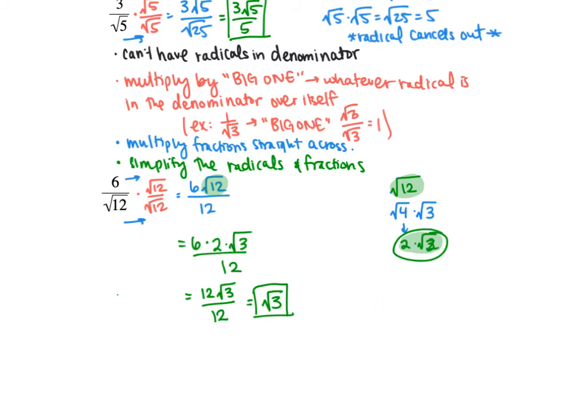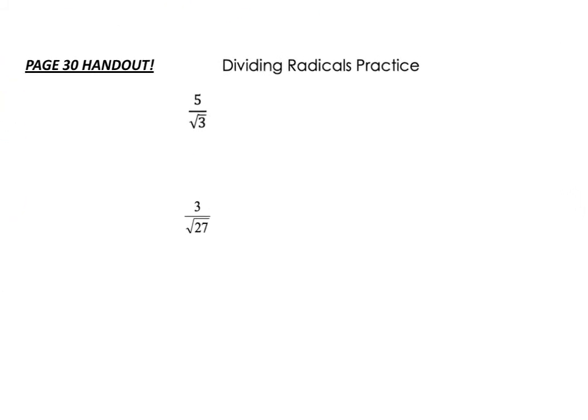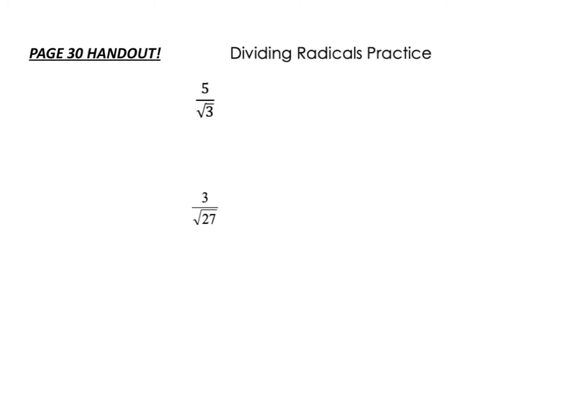Okay, let's look at 2 more practice problems. This again is on the handout. So starting with a 1 on top, the first thing I'm going to do, I see a radical in the denominator, so I'm going to multiply by my big 1, which is going to be the square root of 3 over the square root of 3. And when we multiply straight across, the top becomes 5 times the square root of 3, and the bottom becomes 3.